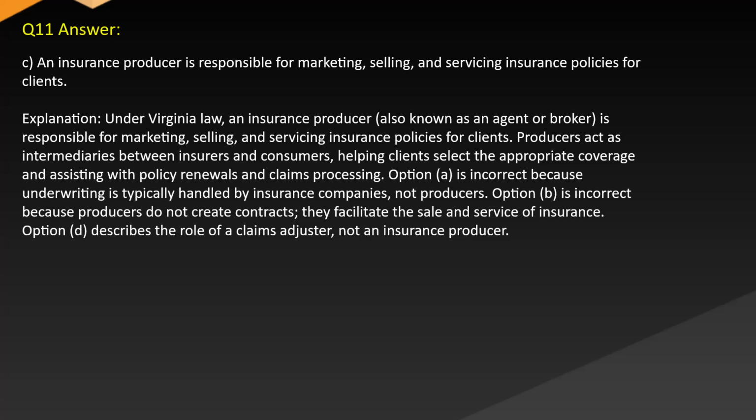Option A is incorrect because underwriting is typically handled by insurance companies, not producers. Option B is incorrect because producers do not create contracts. They facilitate the sale and service of insurance. Option D describes the role of a claims adjuster, not an insurance producer.